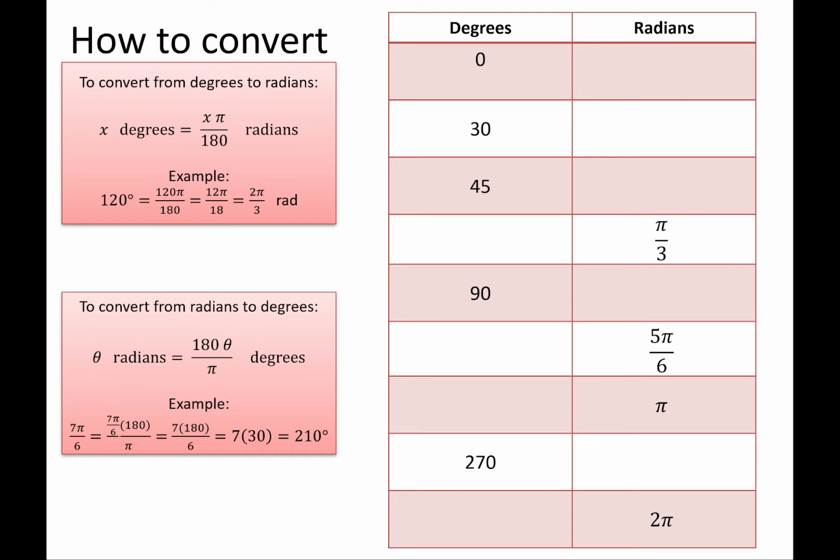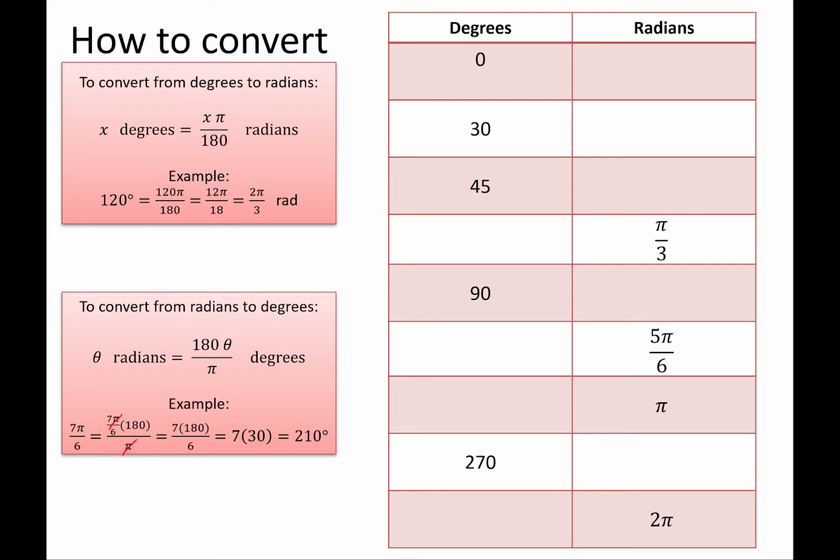So 180 divided by 6 is like 18 divided by 6 times 10, so 30. Then you have your 30 times your 7 on top, so 210. The pi, top and bottom, cancel. So there's a pi on the bottom because that's part of our conversion formula. And that gives us our 210 degrees.